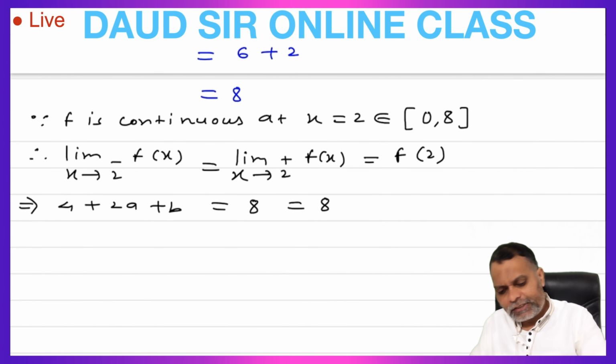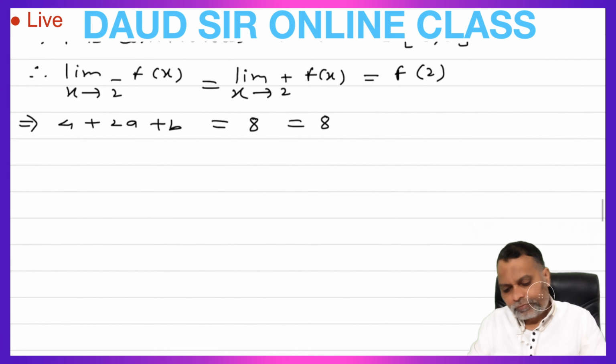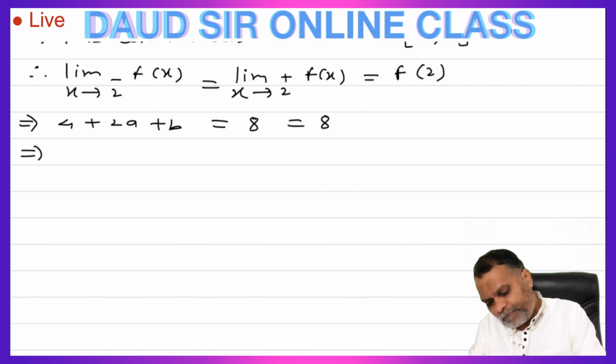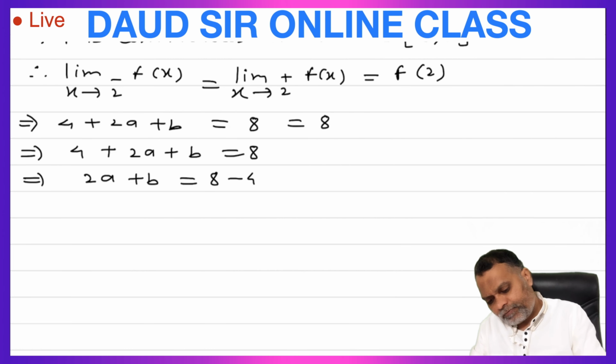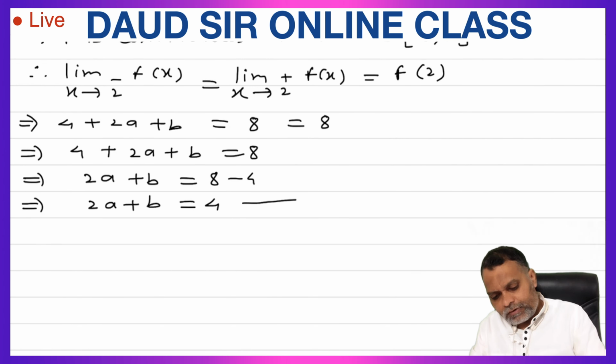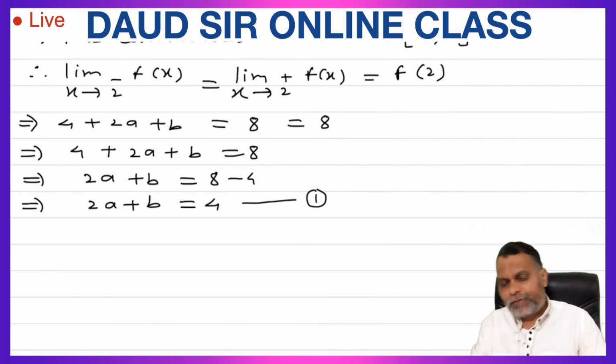Take two parts equal. 4 plus 2a plus b is equal to 8. Shift this 4. 2a plus b is equal to 8 minus 4. 2a plus b is equal to 4. Let's suppose this is equation first.